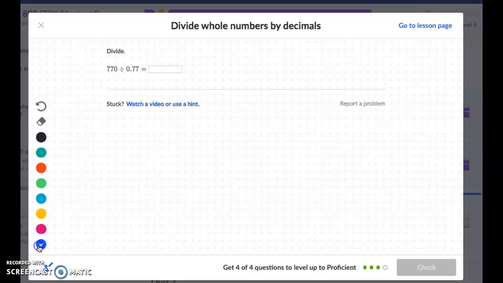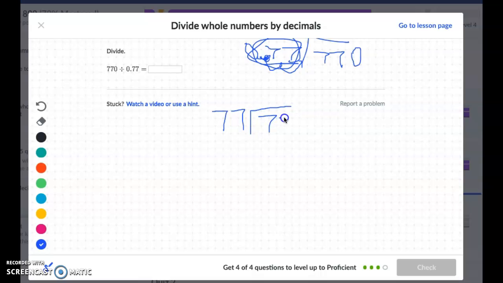And last one, 0.77 fits into 770. Again, I need to get rid of the decimal on the outside here. So to do that, I'm going to multiply it by 100 because that will move my decimal twice. So if I multiply this number by 100, that's going to give me 77. And if I multiply 770 by 100, that's going to add 2 zeros onto it. And then I can do my division.